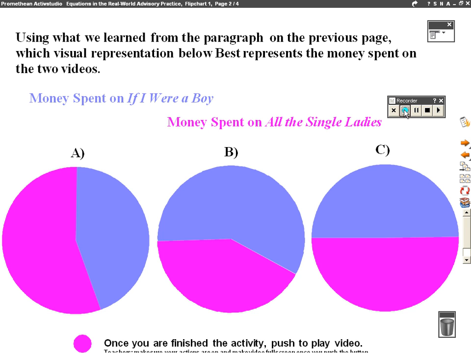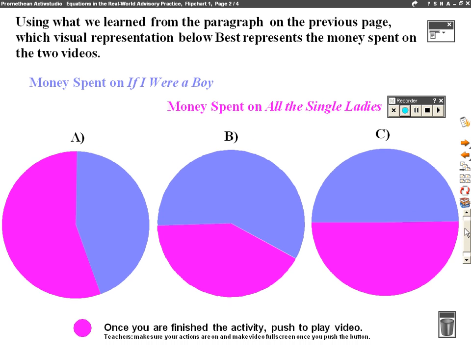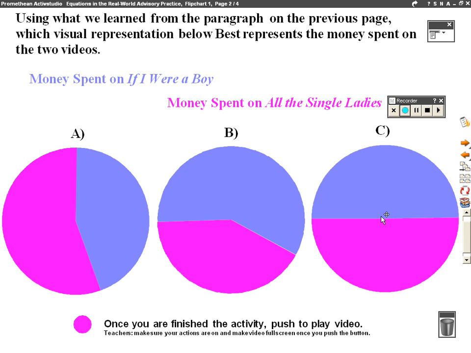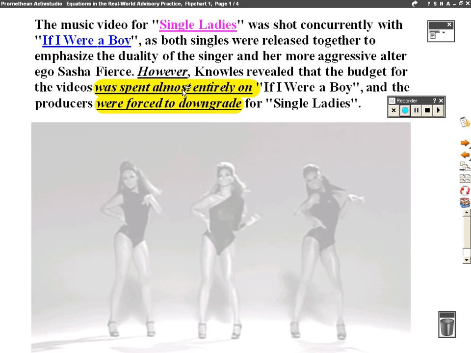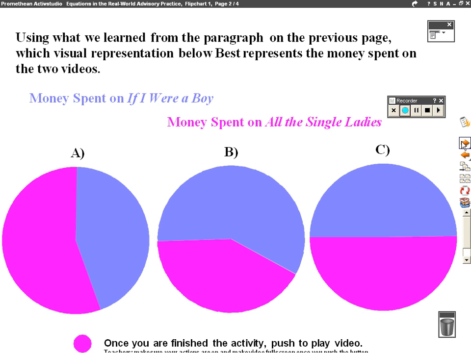Okay. Now, after your discussion, you'll notice that C was not the best answer because it shows that it was half and half. And we know from previous that the paragraph says that the money was spent almost entirely on If I Were a Boy. So that's really important.